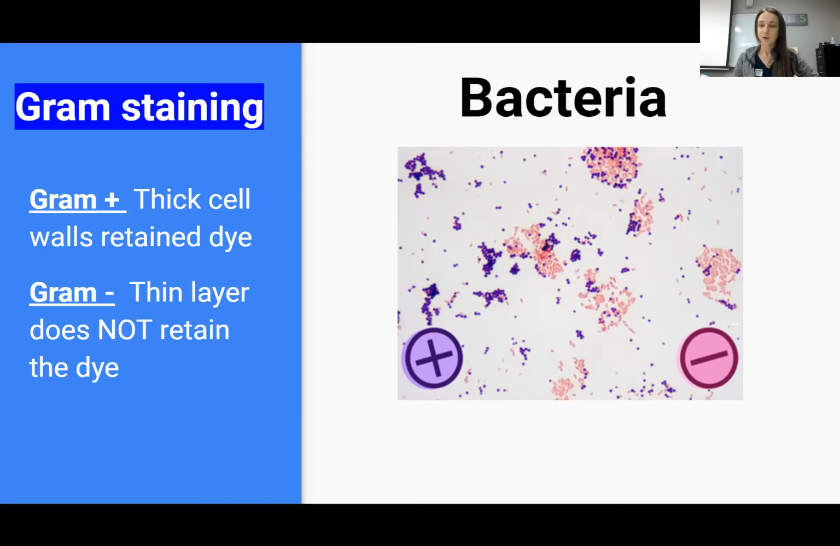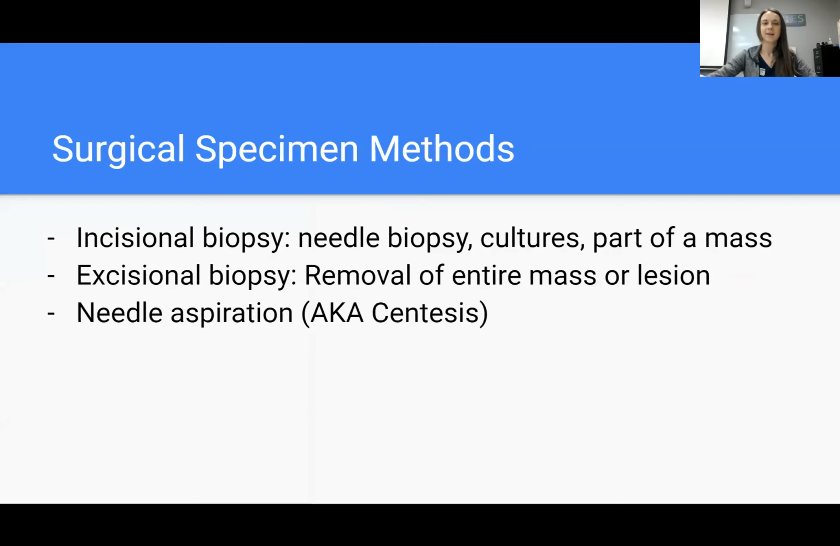Okay, so those were the two hardest parts, by the way, learning anaerobe, aerobe, and the gram staining positive and negative. So that's why it's all big and bold on the slideshow, to make it a little bit easier for you to understand. Okay, so those are our tests. Now we can go into surgical specimens.